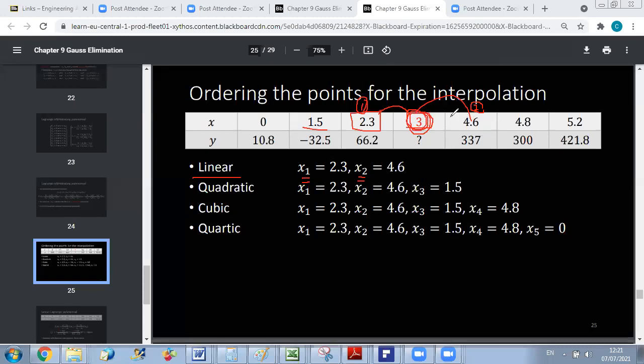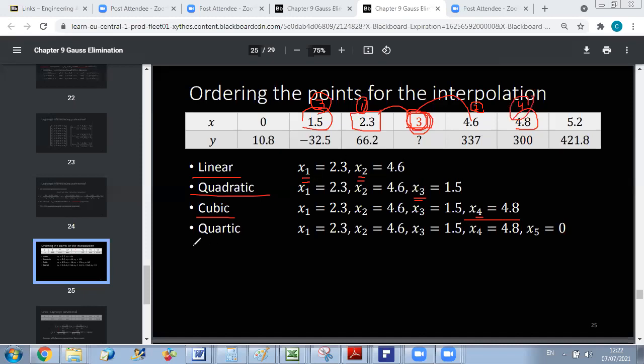Okay. Now point 3, if you are doing a quadratic interpolation, we need a third point. Point 3 has an odd subscript, so now I look at the closest one. Between 1.5 and 4.8, 1.5 is closer to 3, so it will be the third point. Now for the fourth point, if I want to do a cubic interpolation, then I need 4 points. Here I will consider the other criterion because the subscript is even. So now I should consider an equal number of points distributed around 3. This will be my selection. This will be my number 4.